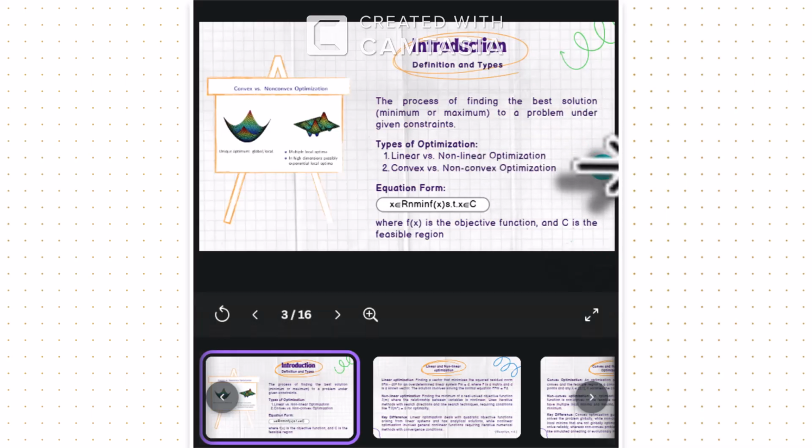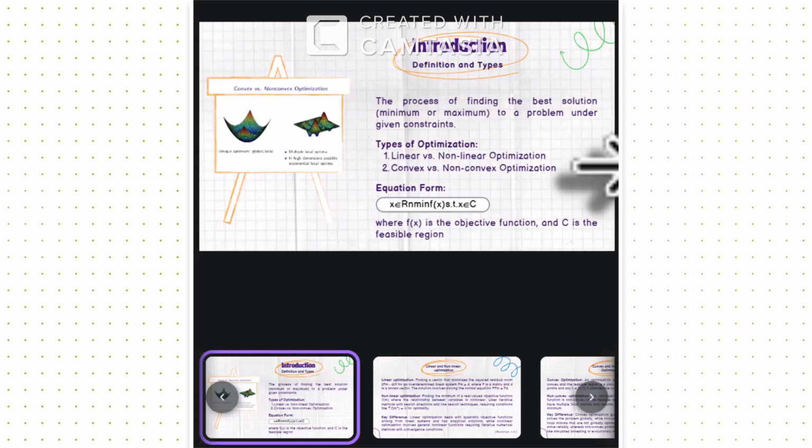At the heart of optimization lies the idea of balancing objectives with restrictions. The objective function, usually denoted as f(x), represents the quantity we wish to minimize or maximize, while the feasible region C defines all possible solutions that satisfy the problem's constraints.